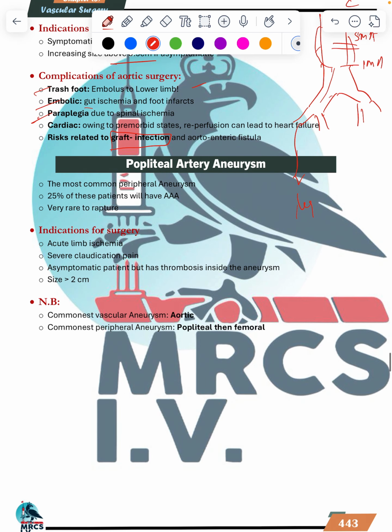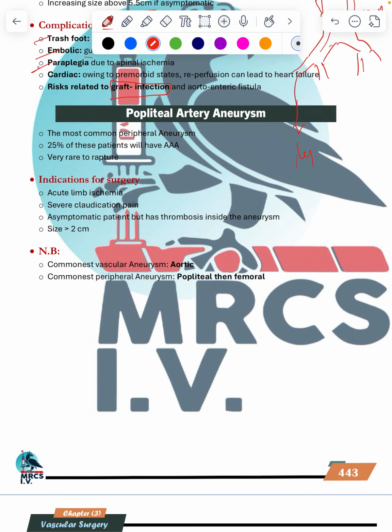Now aneurysm at the knee joint posteriorly. You can see in the popliteal fossa, the artery is the deepest part, and the tibial nerve is the most superficial. It is the most common peripheral aneurysm, present in 25% of patients with abdominal aortic aneurysm. If you have got abdominal aortic aneurysm, popliteal aneurysm has to be looked for. Very rare to rupture. Indication for surgery: acute limb ischemia, severe claudication, or asymptomatic.